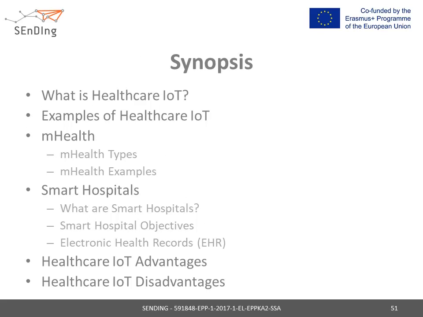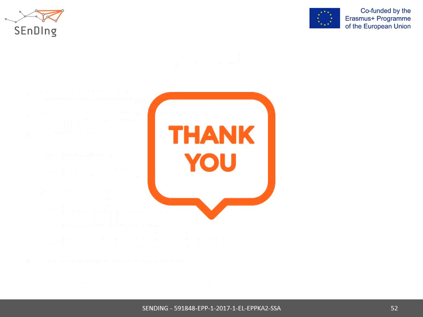In this part we have seen the general idea of healthcare IoT. We started by providing the definition of healthcare IoT and continued by giving different examples. Then we described the terms of mHealth and smart hospitals. The mHealth category provides the definition, different types, and examples. The smart hospitals category provides the definition, objectives, and components. We conclude with presenting the advantages and disadvantages of healthcare IoT. This concludes our presentation of the healthcare IoT solution.